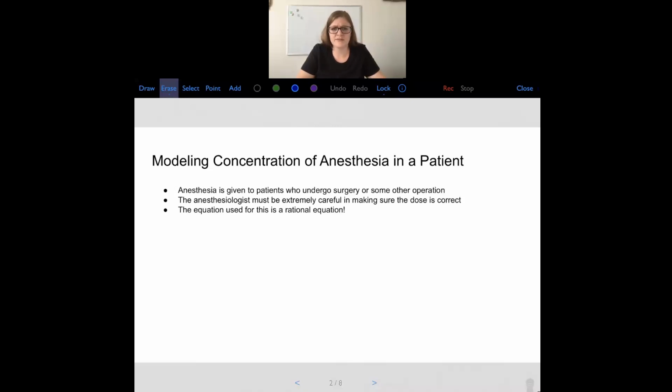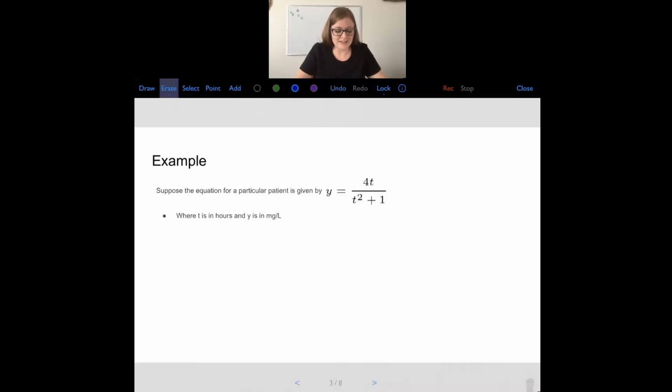Anesthesia is given to patients who undergo surgery or some other kind of operation. The anesthesiologist, or the one giving the anesthesia, must be very, very careful to make sure it's the correct dose. If the patient is not given enough, they could wake up during the operation, or if they're given too much, it's really dangerous. So guess what? The equation used for this is a rational equation. Let's take a look at an example.